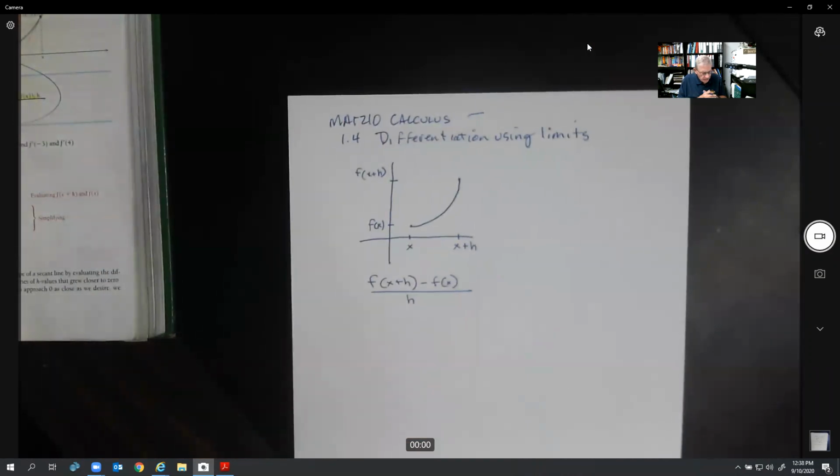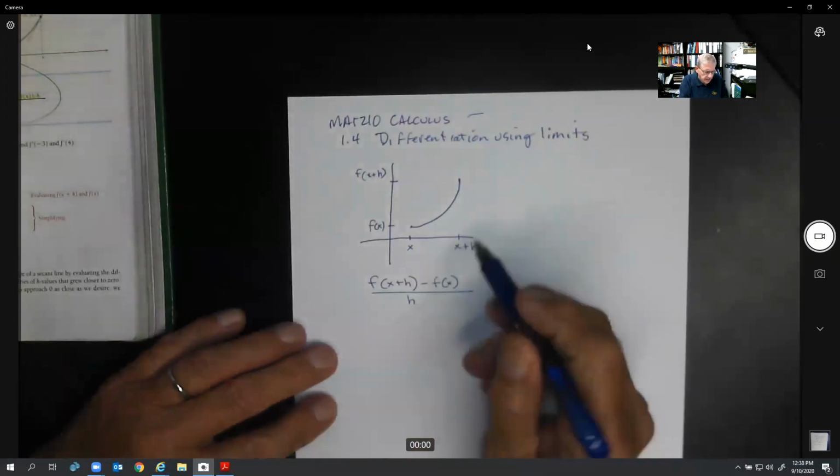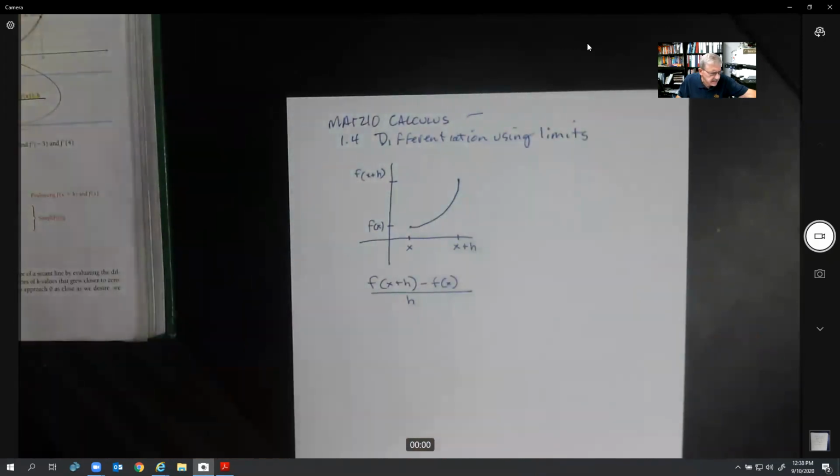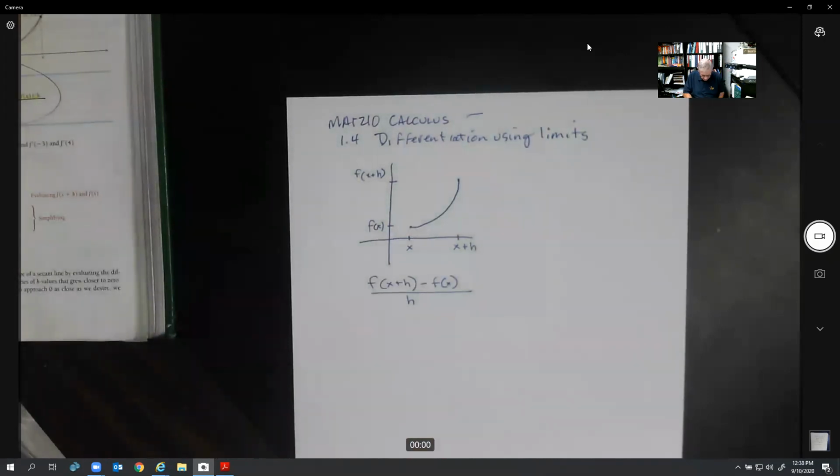Anyhow, remember last time we developed the difference quotient. And we said that this distance right here, I'm going to draw this with a pencil maybe. Let me see if I can find a pencil. Got a pencil. Okay. And ruler.